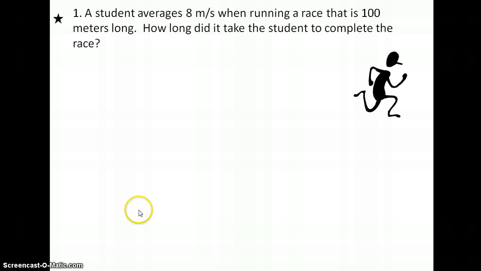Well, we're going to guess, because I know you guys love guessing all the time, but not the guessing that you normally do. We're going to use the GUESS method. So we're going to start first with our givens. What information comes from the problem?